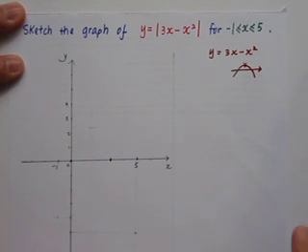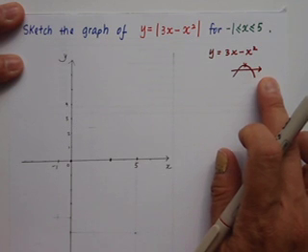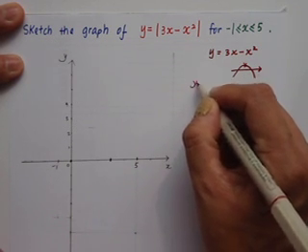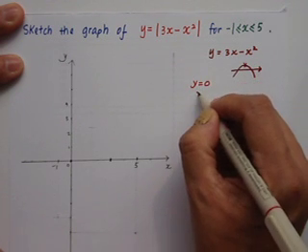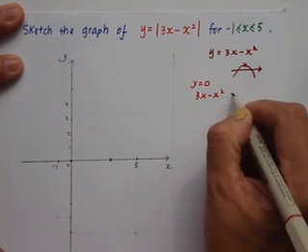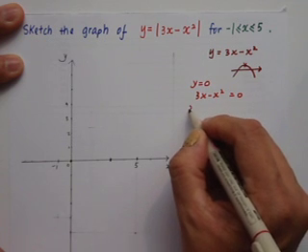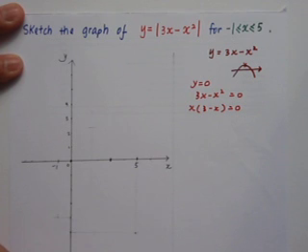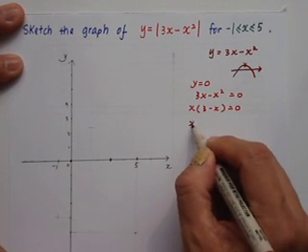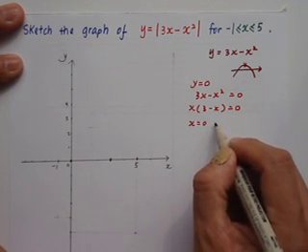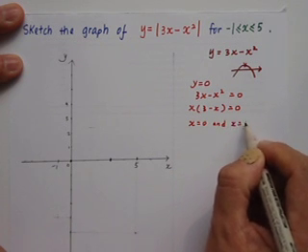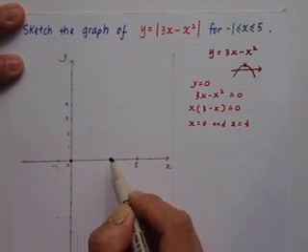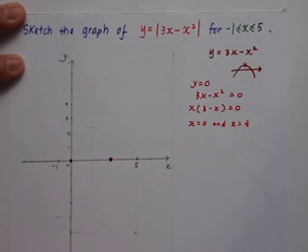To find the intersection with the x-axis, we let y equals to 0. So we have 3x minus x squared equals to 0. We have 2 points of intersection with the x-axis, x equals 0 and x equals to 3. So let's mark out these 2 points of intersection with the x-axis.